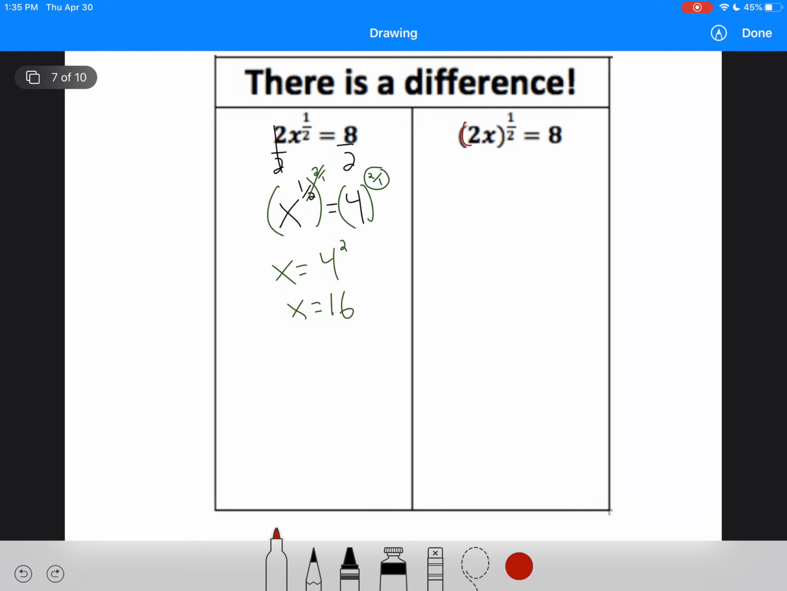However, in the case on the right, when you have a parentheses here, then this 1/2 applies to both of these terms. So therefore, you're not dividing by 2. You're going to go ahead and raise it to the power of 2 over 1 first to cross that out. So you end up with 2x equals 8 to the power of 2 there as well. 2 divided by 1 is 2. So that's 64.